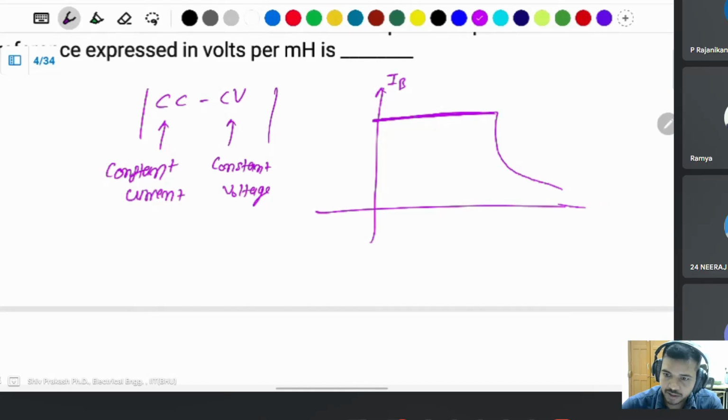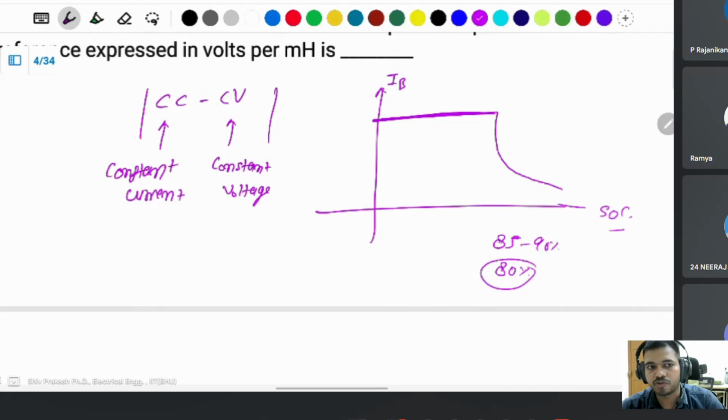You can just say this was the SOC. Up to what percentage of SOC can you use the CC? Yeah, it is 85 to 90%, and in some cases 80%. It's quick charge in CC mode. There is very high current flowing through the battery. After quick charging, what happened?